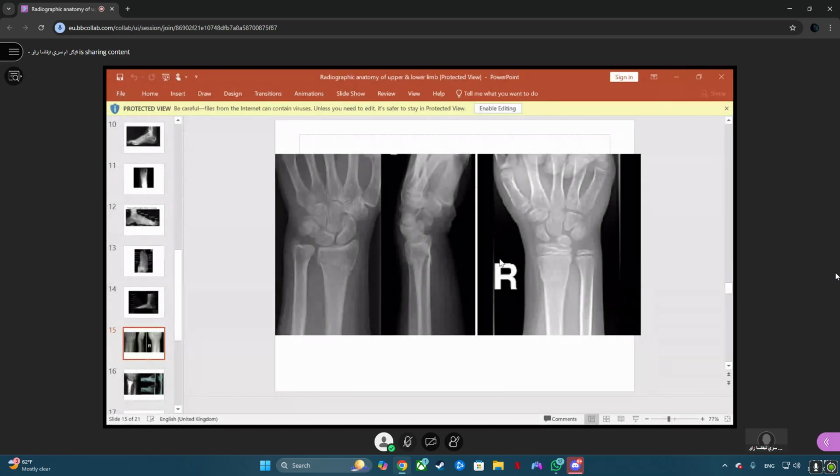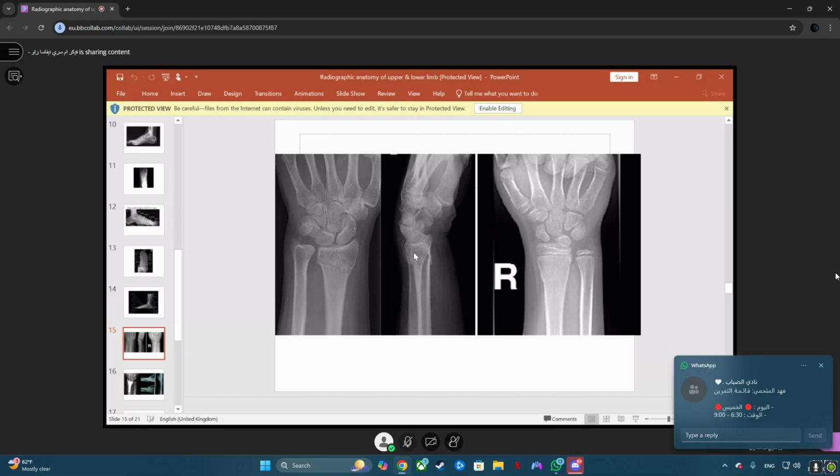Now coming to some X-rays with some pathologies. We can see this. This is the wrist joint. I told you this is the radius. This is the ulna. And in this view, you can see there is some crack, some fracture. A fracture at the lower end of the radius. In the lateral view, you can see very nicely this fracture is highlighted.